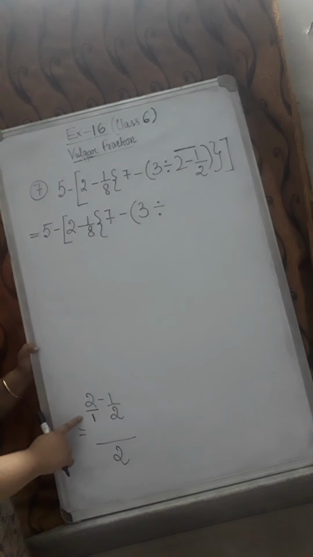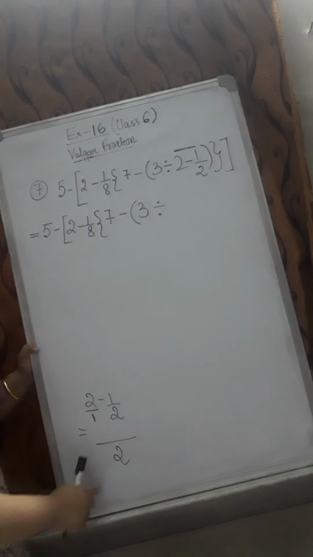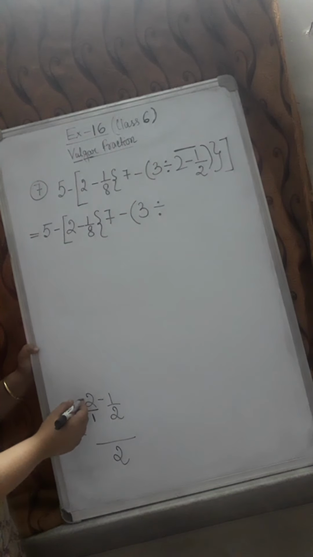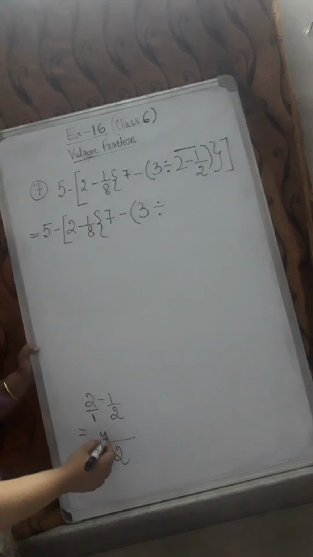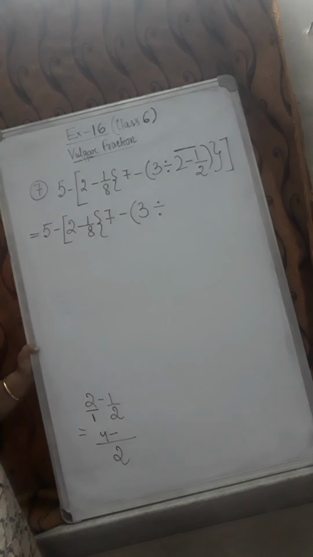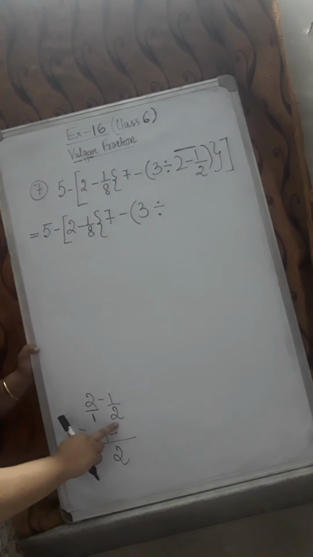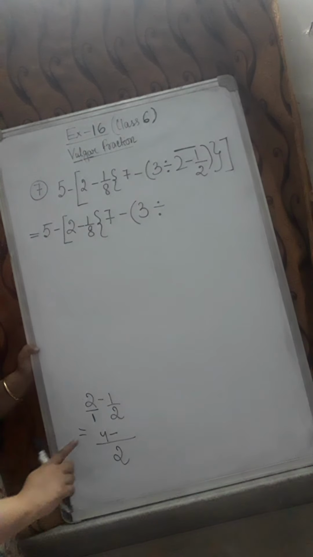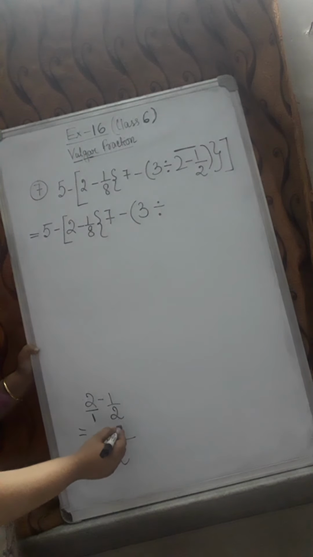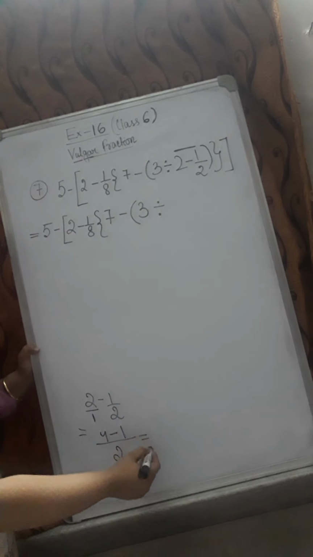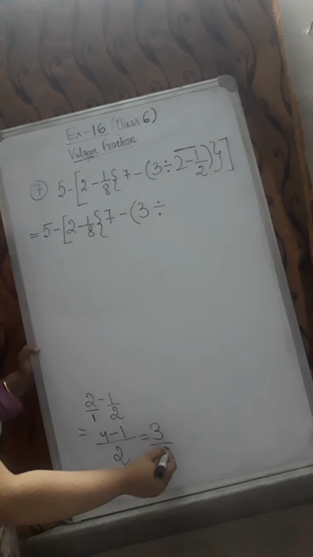Now you compare the denominators. 1 into how much gives you 2? 1 twos are 2. That 2 you will multiply with the numerator. So 2 into 2 gives you 4, minus, here 2 into how much gives you 2? 1. That 1 you will multiply with the numerator over here. So 1 ones are 1. So 4 minus 1 is 3 by 2.